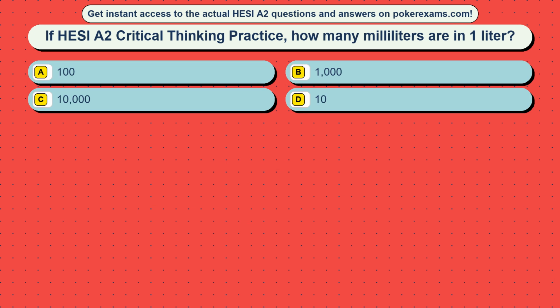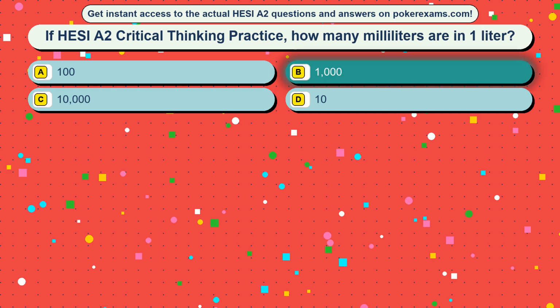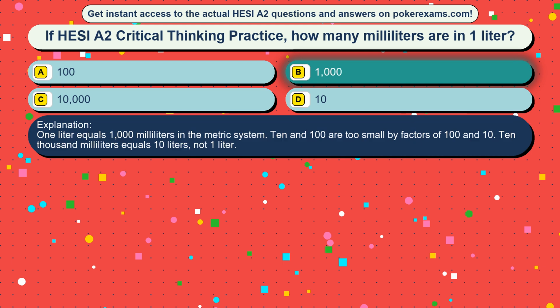Question 50. If HESI A2 critical thinking practice, how many milliliters are in 1 liter? Option A, 100. Option B, 1000. Option C, 10,000. Option D, 10. The correct answer is option B, 1000. 1 liter equals 1000 milliliters in the metric system. 10 and 100 are too small by factors of 100 and 10. 10,000 milliliters equals 10 liters, not 1 liter.